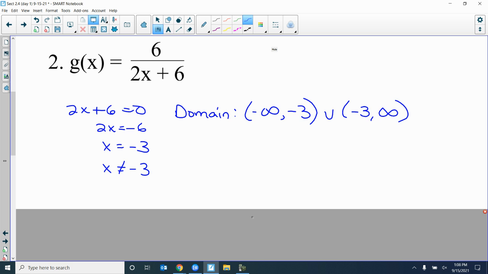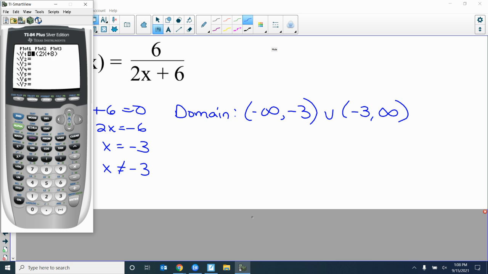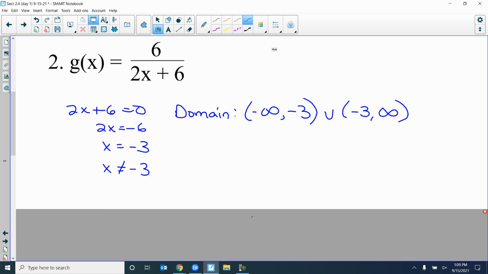Now you got two pieces of the domain. When you graph y equals 6 divided by 2x plus 6, you have to get two pieces of the graph. There's the first piece, negative infinity to negative 3. There's our second piece. If you go to your table at negative 3, it says error. Everywhere else, you're going to get an answer. So if I got two parts to the domain, I got to have two pieces of the graph. All right, flip it over in the back.